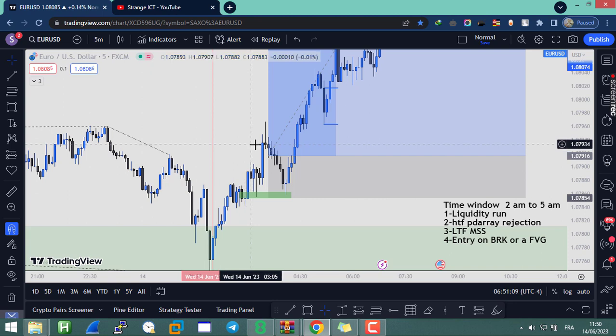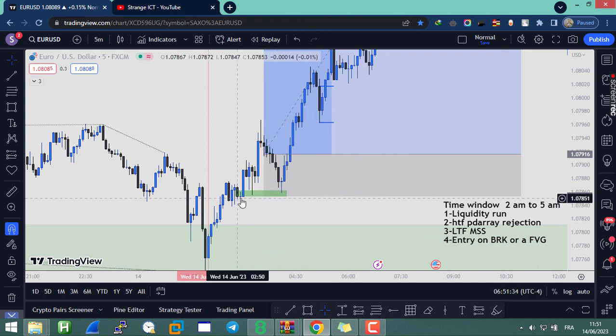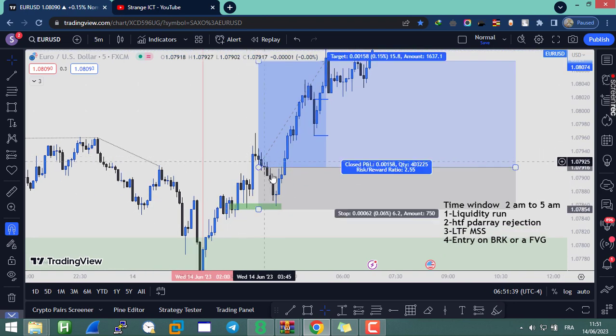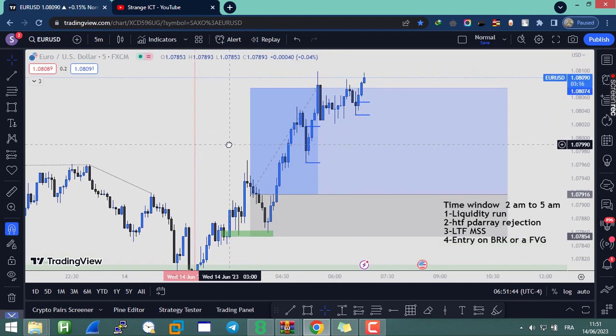You can see we have this fair value gap right here. So this is the first PD array. The second PD array is this red candle right here. The third candle right here, this is the third PD array. Now for the market to shift, it needs to violate this fair value gap, this red candle, and this red candle. And as you can see, that's why I put my stop loss on this third PD array right here. And you can see that price hit it to the tick and continued higher.